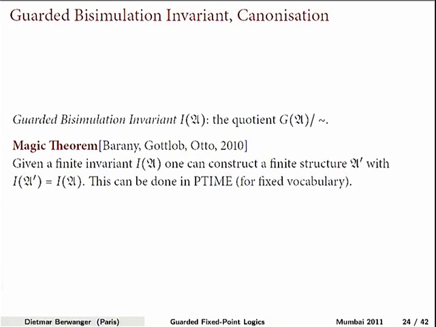It turns out that if you give me something that looks like a finite invariant of some structure I don't know, then there is an algorithm that builds a structure that will really have this invariant. And the good thing is, if the invariant is finite, then the structure is also finite, and we can also build it in polynomial time.